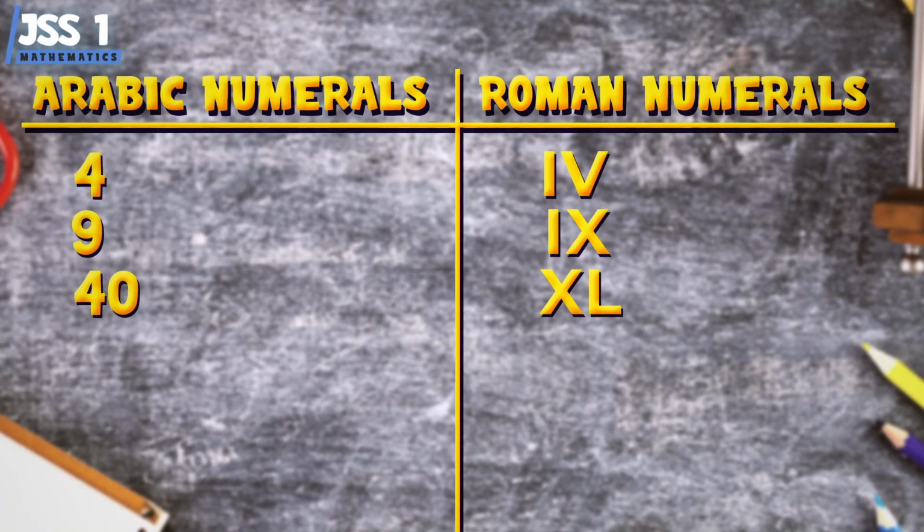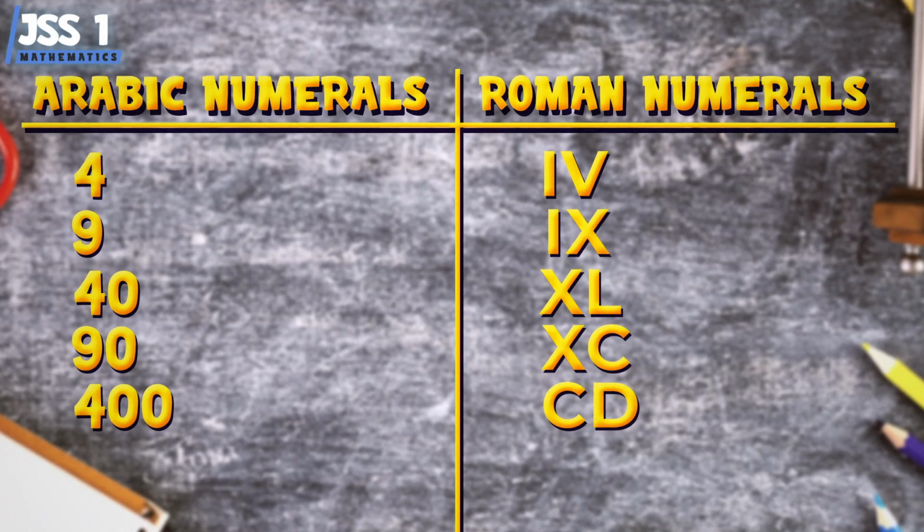40 will be 10 subtracted from 50, and that gives us XL. 90 will be 10 subtracted from 100, and that gives us XC. 400 will be 100 subtracted from 500, and that gives us CD. And then 900 will be 100 subtracted from 1000, and that gives us CM. Now the table that you see displayed on the screen is the corresponding Roman numerals for all the numbers I just mentioned. So take a little time to look at the table and master the Roman numerals.